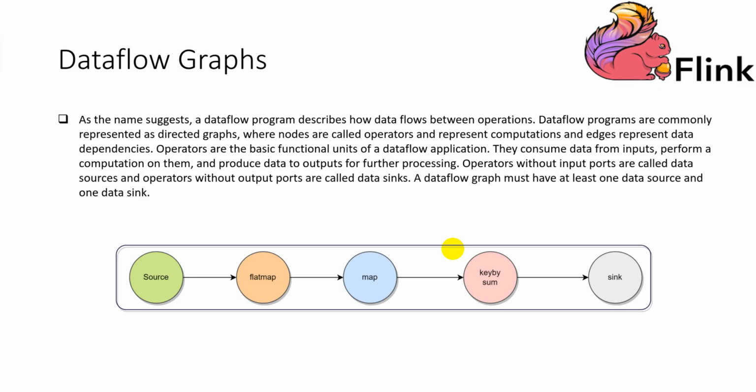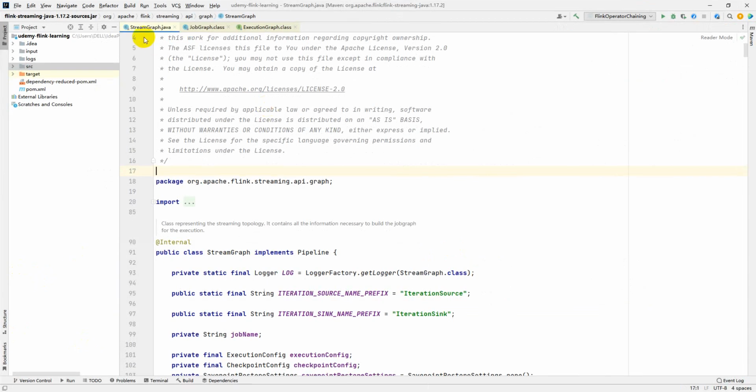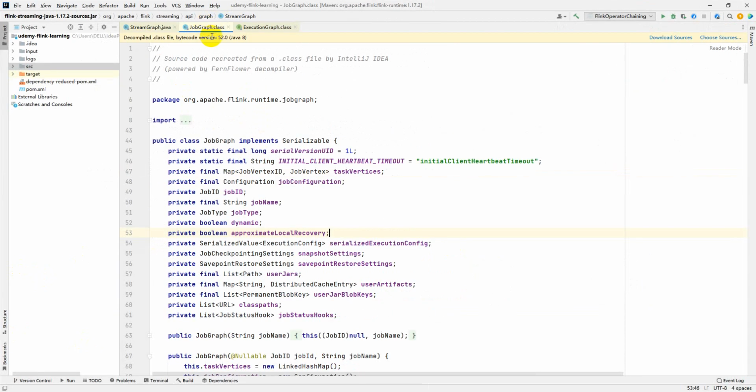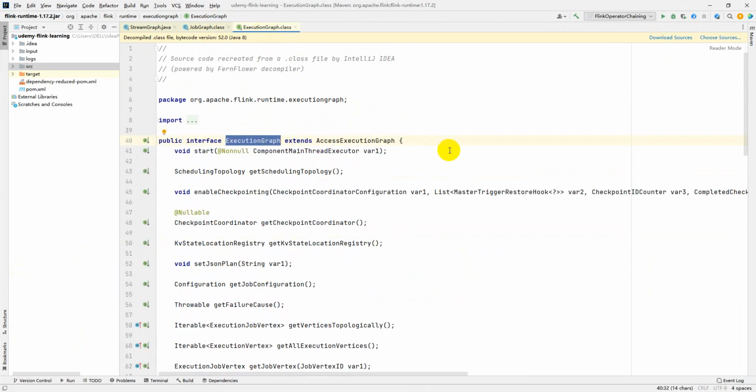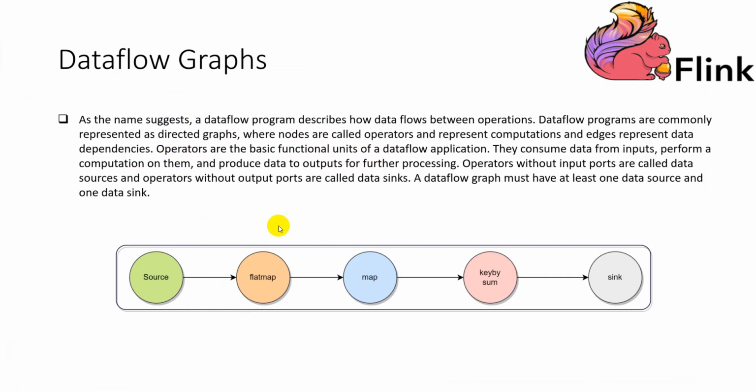In addition to the physical graph, the other 3 types of graphs we can find from the corresponding Java classes in the Flink source code. Let me show you. As you can see, this is the stream graph, and this is the job graph. Also, this is the execution graph. Okay. In order to let you understand more clearly each level of data graph transformation, let me show you what happens between the graph transformations.